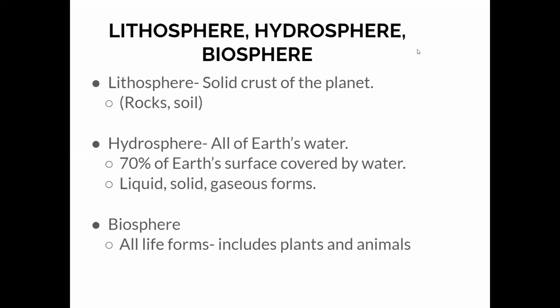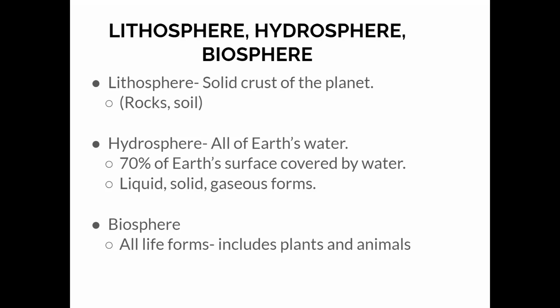All right, let's move on to talk about our other 3 spheres: lithosphere, hydrosphere, and biosphere. First, lithosphere is the solid crust of the planet. When we say crust of the planet, we're talking about the rocks, soil, that type of thing. So that is the lithosphere, that crust, the rock and soil of the planet.